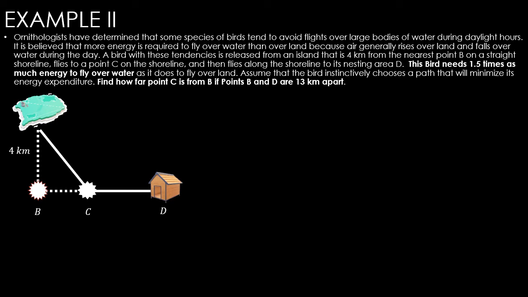First of all, the island is 4 kilometers from the first point B, and B to D is 13 kilometers away. We want to figure out the point from B to C, so we'll call that x. So therefore, the distance from C to D is 13 minus x, or the whole distance B to D subtracted by the distance B to C. So 13 minus x kilometers.